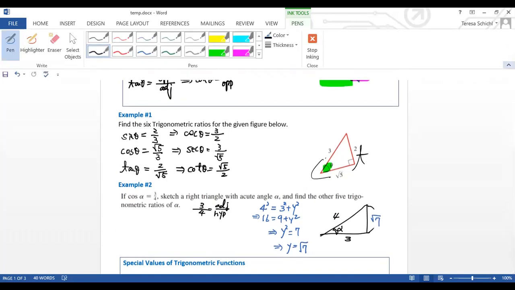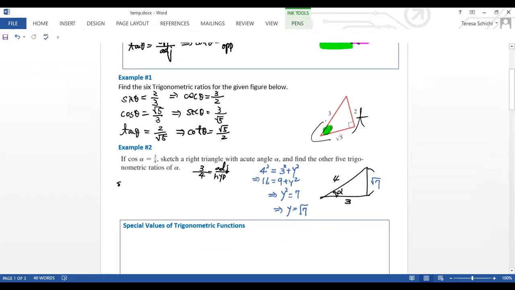Now I can say sine alpha. What is sine alpha? It is opposite over hypotenuse, so it's square root of 7 over 4. Then cosine is already given, so cosine alpha is equal to 3/4. The next one is tangent alpha. Tangent alpha is opposite over adjacent, so it's the square root of 7 over 3.